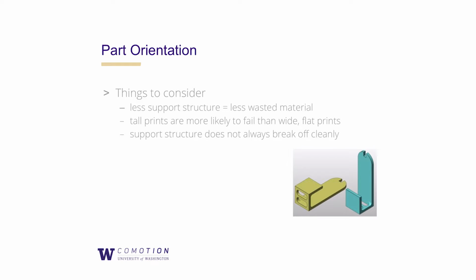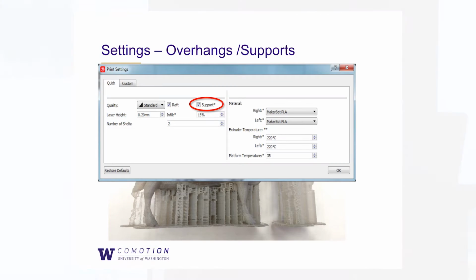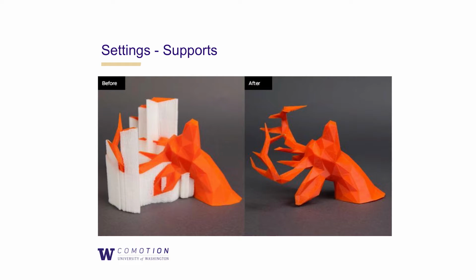How does your model lay out on the slicer program? We find that wide flat prints are much better. They come out much better, and they're less likely to fail than really tall parts. The other thing to consider is that less support material means you're not wasting as much filament. But support structures do not always come out cleanly, depending on what your design is. So there are pros and cons with part orientation and support materials.